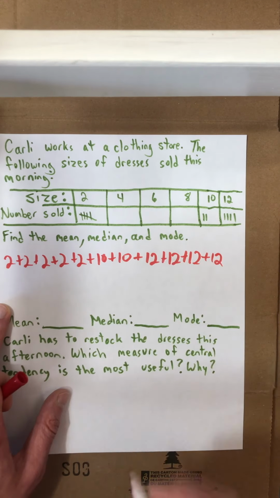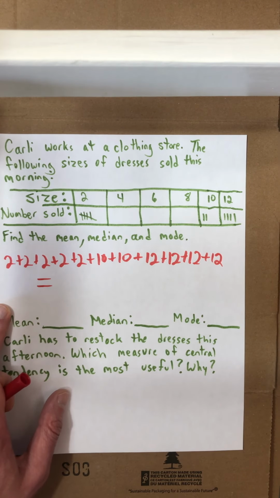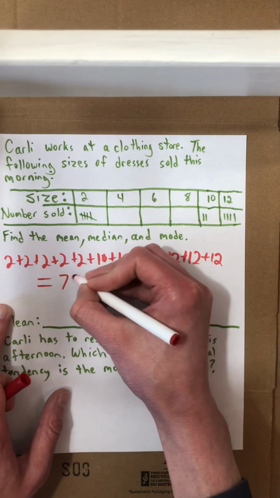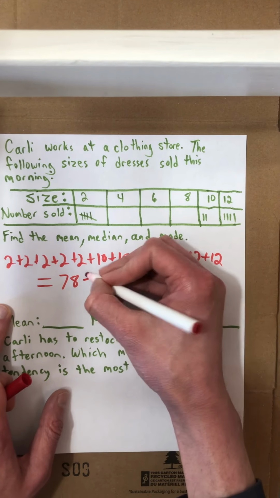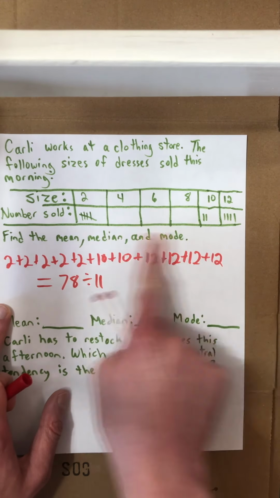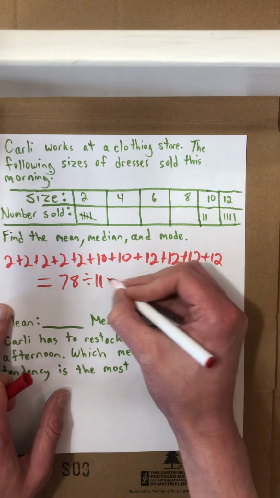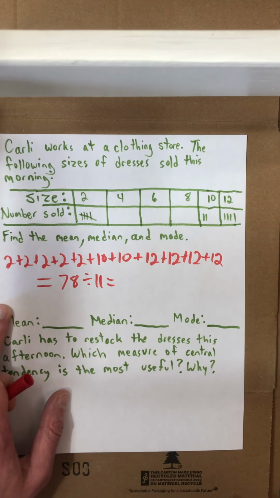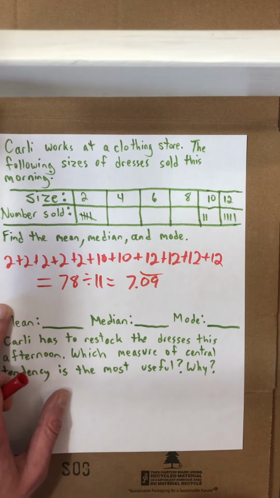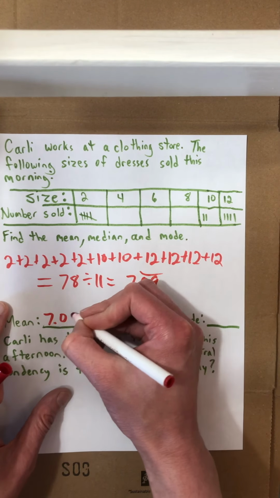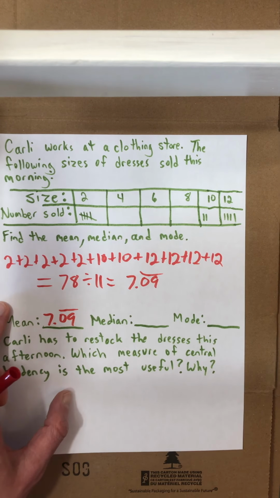So when I add all these things up, the answer that I get back is that it adds up to 78. And if I take 78 and I divide it by 11, because that's how many different dresses were sold, 78 divided by 11 gives me an answer back of 7.09 repeating. So the mean average dress size is 7.09 repeating.